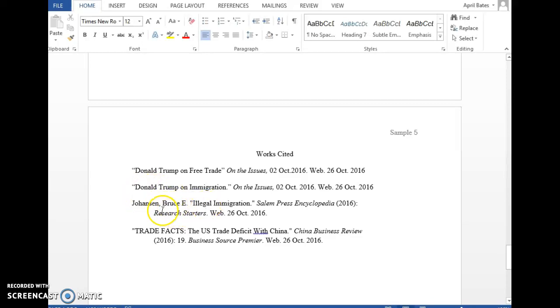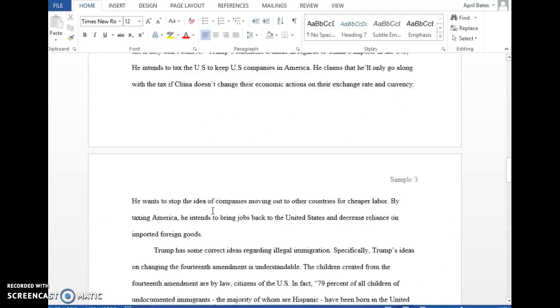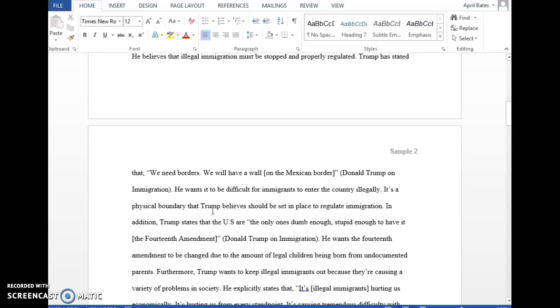You have a couple of options, but you want to make it easy for your reader to see what's in your introductory phrase and match it up with whatever source it is. Okay, so let's take a look at a couple more.